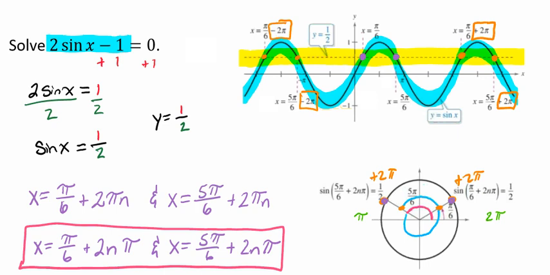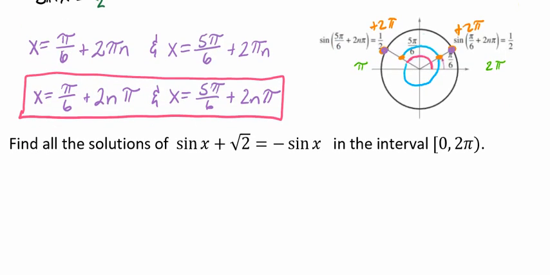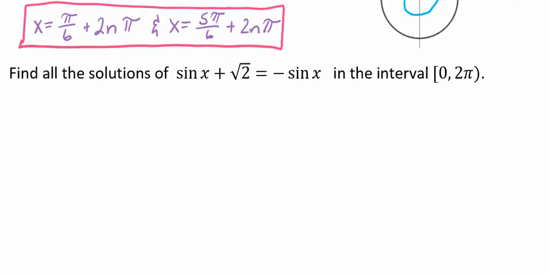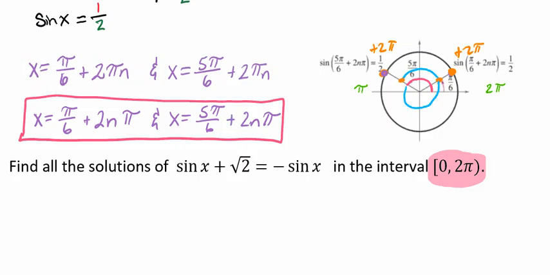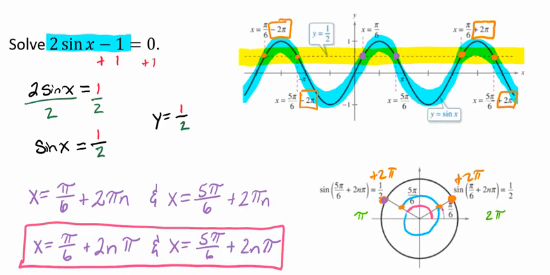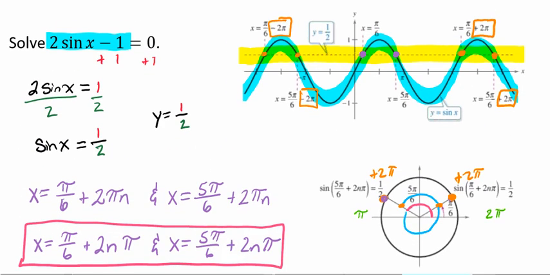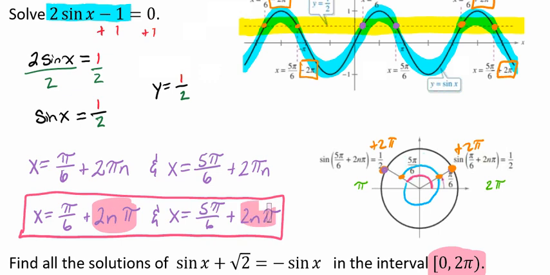Let's do another example. Here we have: find all of the solutions of sine of x plus radical 2 equals the negative sine of x in the interval 0 to 2 pi. Now notice that this time it's giving us an interval, where it didn't give us an interval here. And so because it didn't give us an interval, we had to add on this 2n pi.